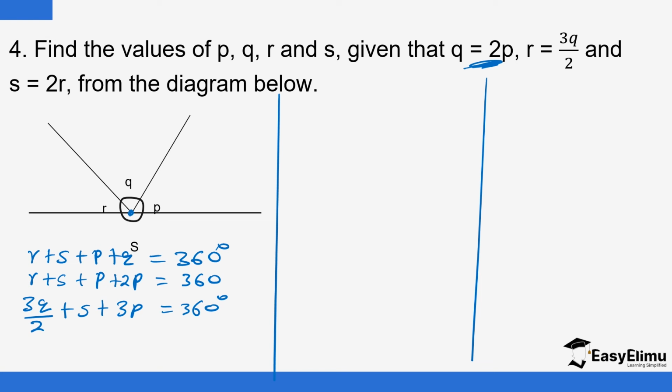Now, Q you already have is 2P. So I'll substitute Q here for 2P again. So 3 into 2P over 2 plus S plus 3P should be equal to 360 degrees. If you look at S, this is a straight line. So we expect this to be 180 degrees. In the previous lesson we talked about straight angles, so it qualifies to be a straight angle.